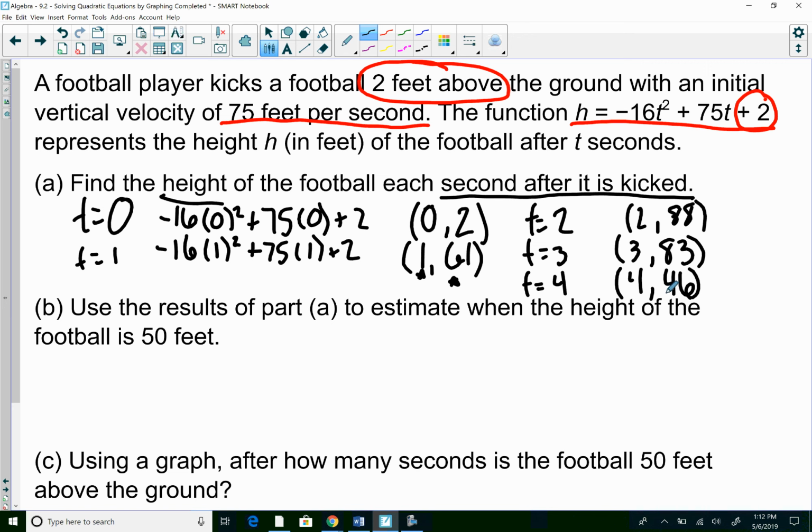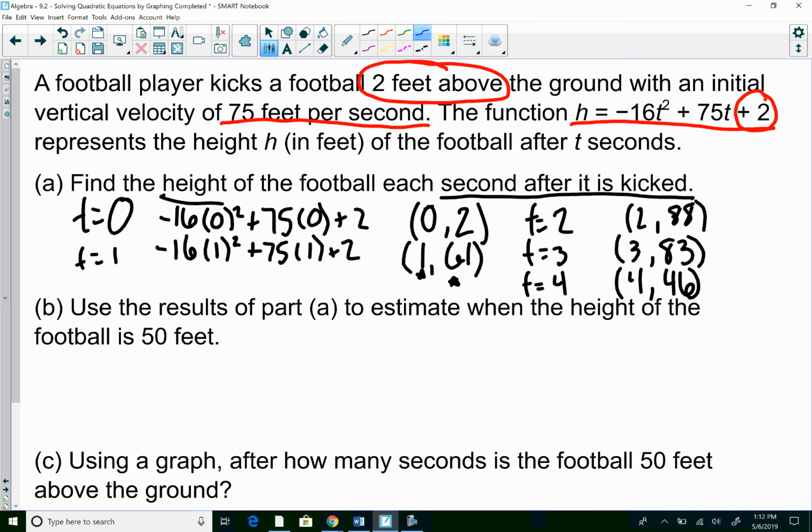So if you start plugging in 5, you have negative 16 times 5 squared plus 75 times 5, and then that would be plus 2. As soon as you plug 5 in, you're at negative 23 feet. So somewhere between 4 and 5 seconds is when that ball finally hits the ground.